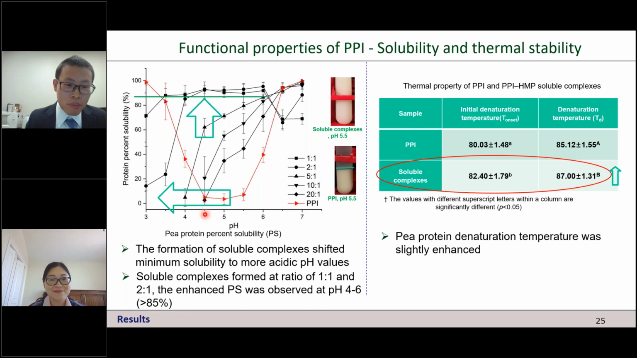Second, because of the higher protein solubility in a more acidic pH condition, the pea protein can be applied to food products with acidic pH, like the juice protein blend.